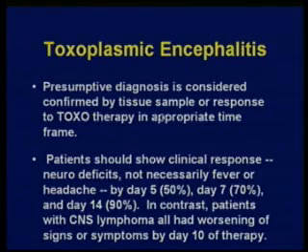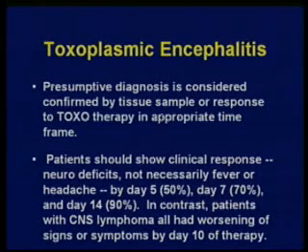Presumptive diagnosis is considered confirmed by tissue sample or response to toxo therapy in appropriate time. You see, toxo is often confused with a lymphoma. The difference is that toxo responds dramatically to treatment, very dramatically. And here it is. Patients should show clinical response, neurodeficits, but not necessarily fever or headache. So the neurodeficits should clear up, but the person might still have a fever and might still have a headache.